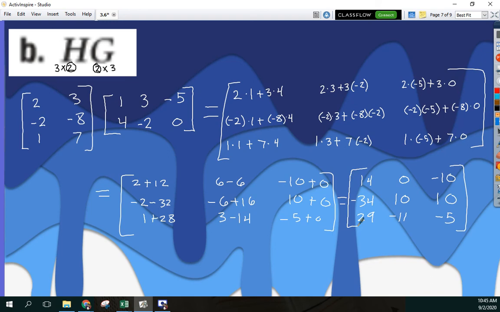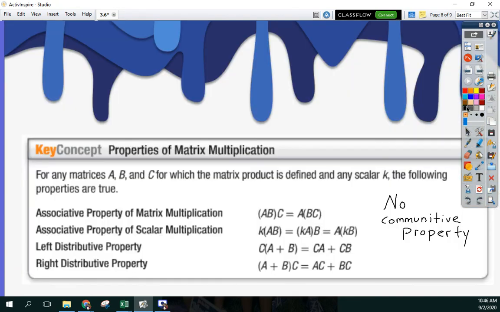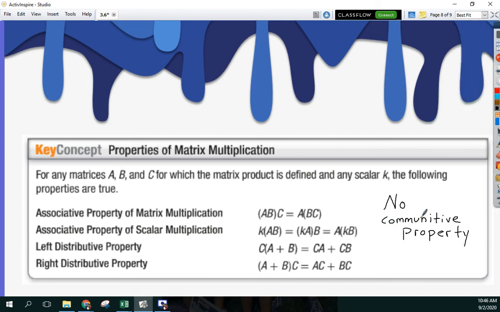Now, something important to point out, notice here, we got a 3 by 3. We used the same two matrices that we used in our first example, but we switched the order, and we got a different matrix. They're not even the same size. And that's an important property, or lack of property. Because remember, with our normal multiplication, 2 times 3 is 6. 3 times 2 is 6. Remember that that's called our commutative property. But in matrix multiplication, we have no commutative property. Or in other words, the order that we do stuff matters.